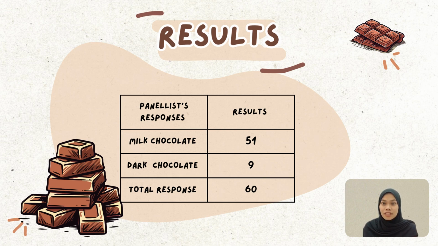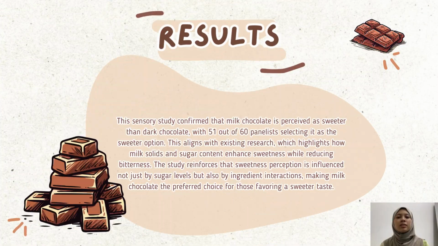Based on the consumer survey conducted, 29 panelists prefer milk chocolate as their personal choice, while 22 prefer dark chocolate. The highest vote for milk chocolate as their preferred chocolate also can indicate that most panelists were able to differentiate between the two. The sensory study confirmed that milk chocolate is perceived as sweeter than dark chocolate, with 51 out of 60 panelists selecting it as the sweeter option.